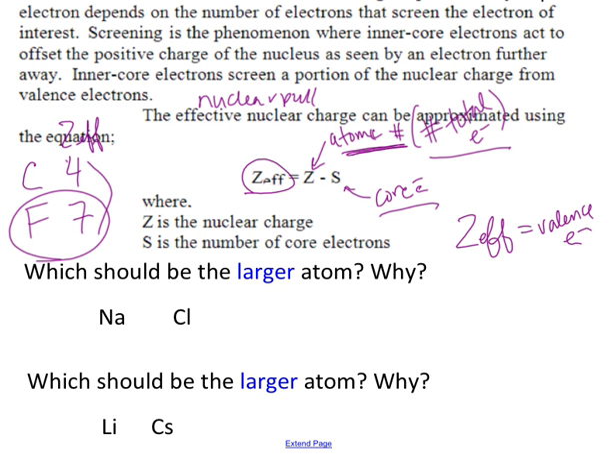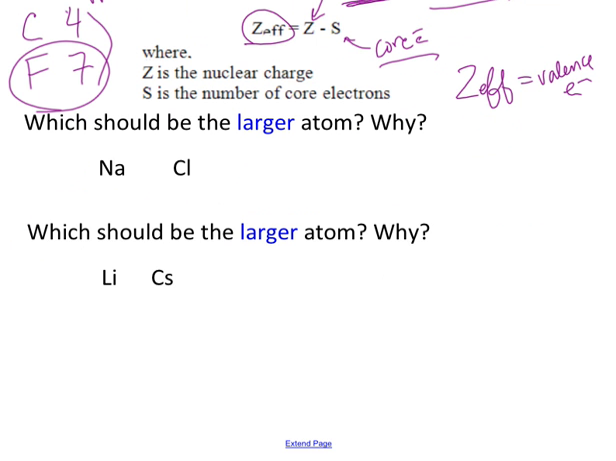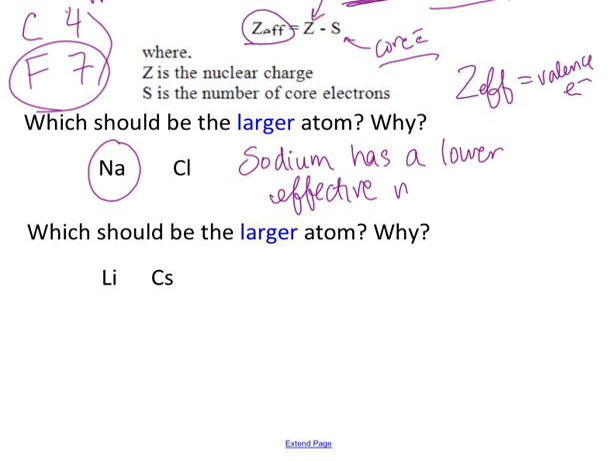Sodium versus chlorine, which should be larger? Why? Sodium is larger because it has a lower effective nuclear charge. I'm a fan of saying effective nuclear charge over Z-effective. When you say Z-effective, it kind of leads to needing a number, and I feel more confident in what you're saying when you say effective nuclear charge.